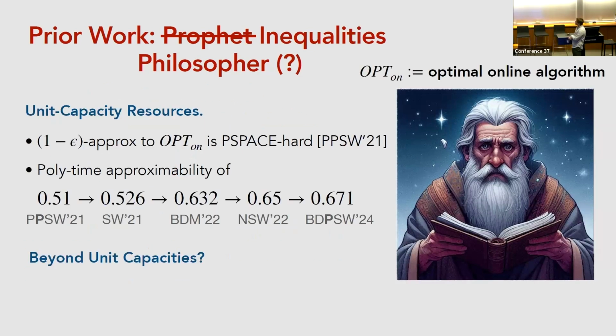So this problem that I've mentioned, in the case where the arriving resources all have unit capacities, and when it's an online matching problem, there's a line of work studying this problem. We know that it's PSPACE-hard to approximate it within some constant factor, and there's been a line of work improving the approximation ratio. But it was unknown what you can do if the capacities are not all one.